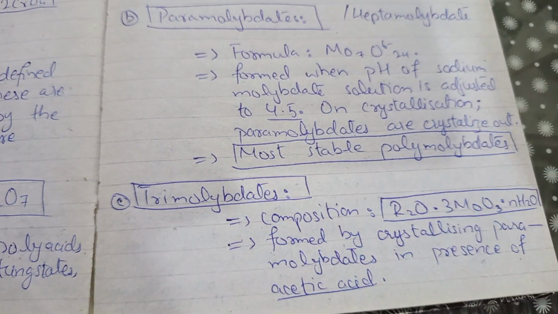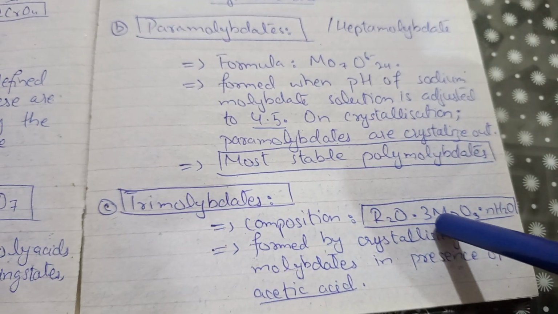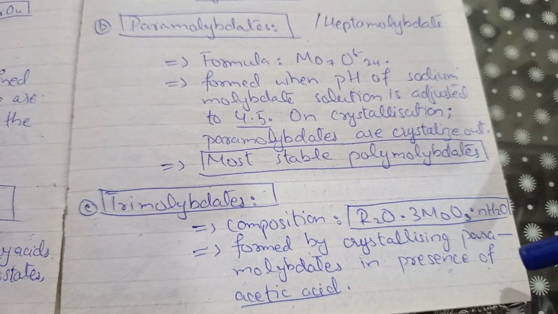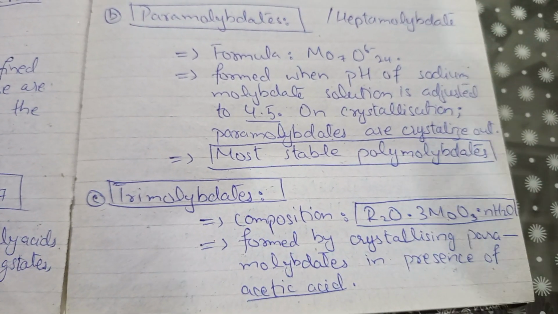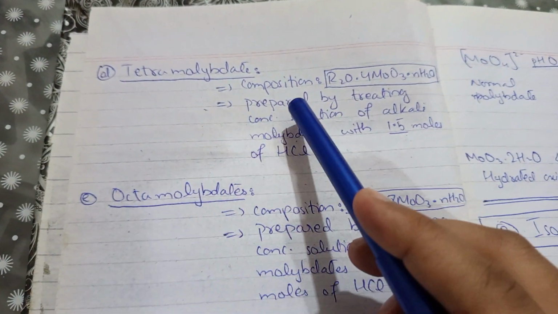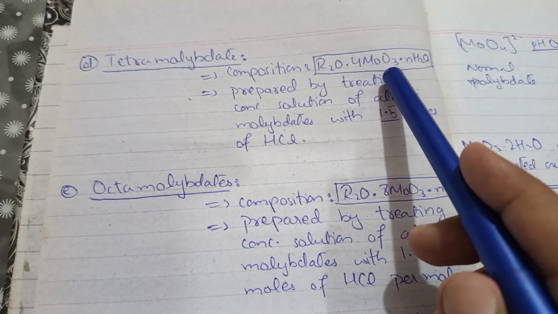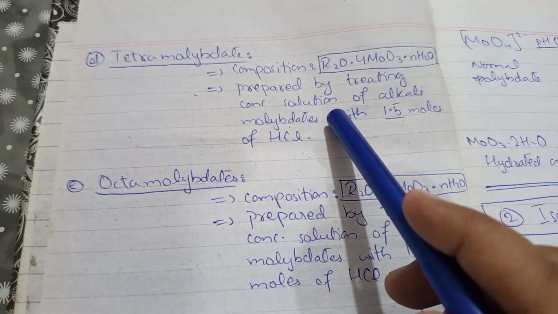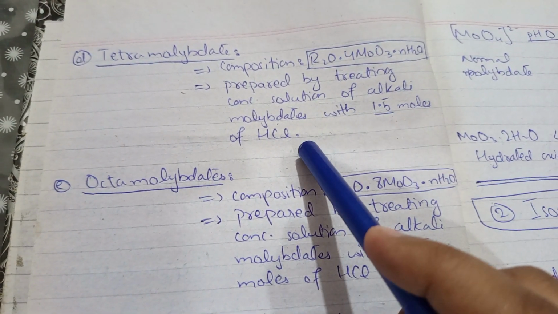And then we have trimolybdate. Its composition is R2O.3MoO3.nH2O. These are formed by crystallizing parapolymolybdate in the presence of acetic acid. Then we have tetramolybdate. So its composition is R2O.4MoO3.nH2O. It is prepared by treating concentrated solution of alkali molybdate with 1.5 moles of HCl.